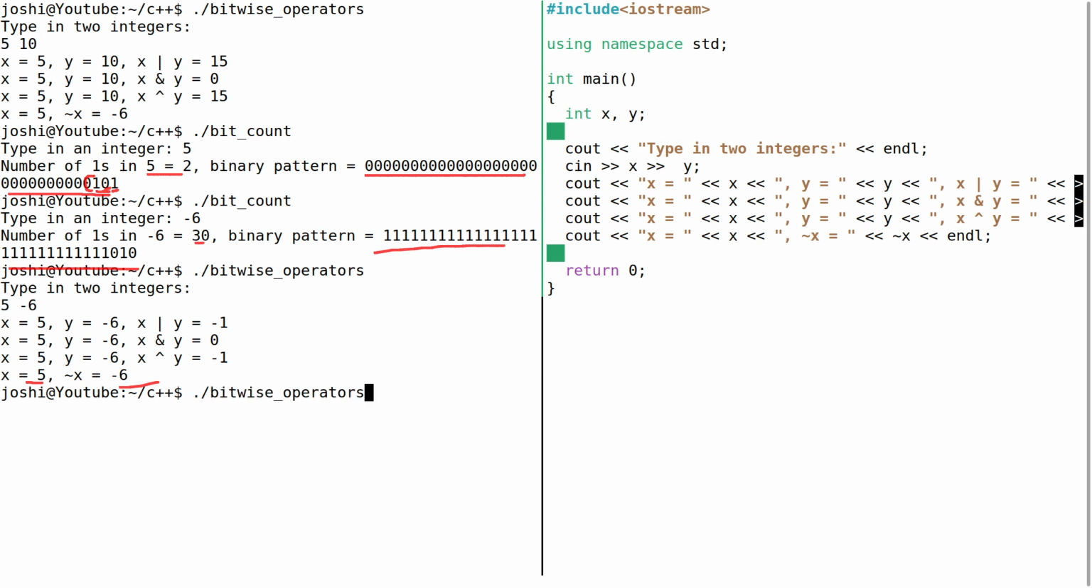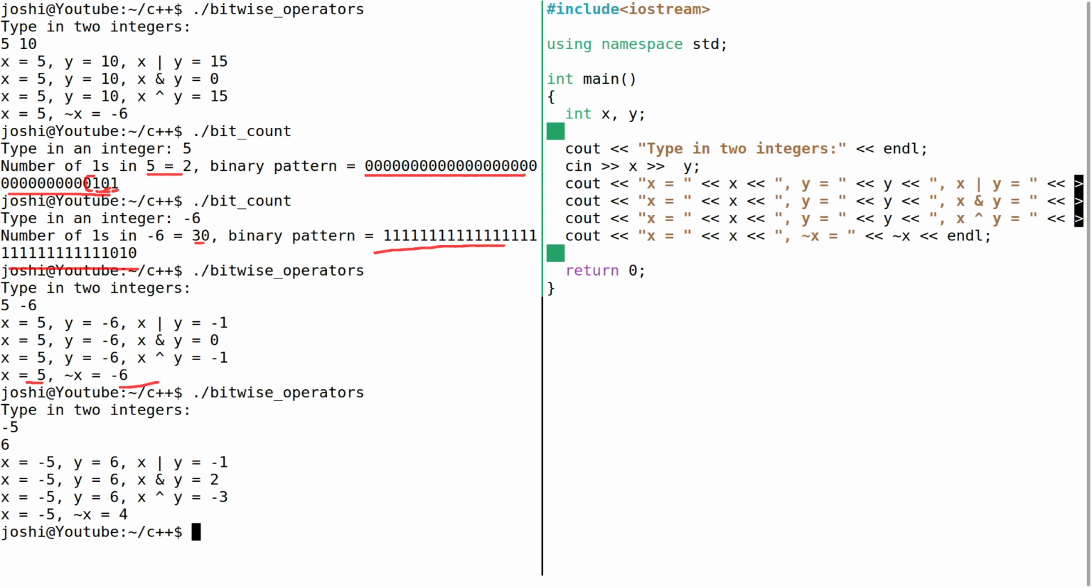Now if I rerun and instead of typing this, I will say minus 5, and 6 suppose. So for minus 5, bitwise not results in 4 because most of the bits are already 1 in case of minus 5. Okay, so bits are 1. So you flip them and add 1.